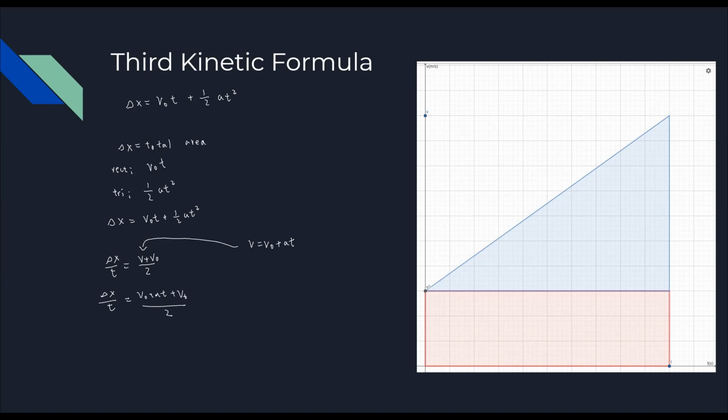So this is what it would look like, and then we can combine some terms here. First we will have 2, so then this would be 2, and then that will cancel out. Then we would have delta x over t, which is going to look like initial velocity plus acceleration times time over 2. And then here we multiply both sides by t to make sure that the left side always stays as delta x. And then it will look like delta x is equal to v initial times t plus half acceleration times time squared.